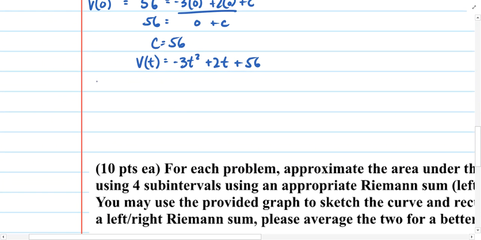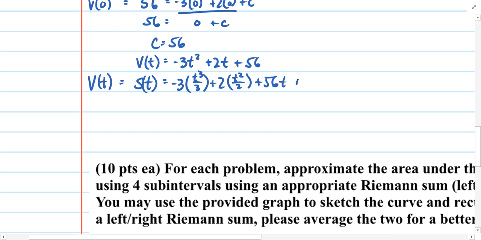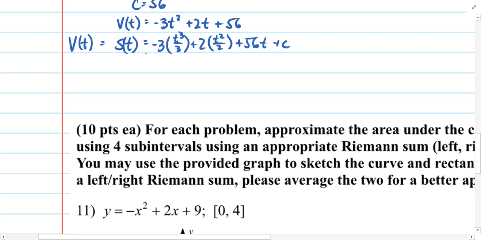But I am asking you to go a step further, so we will do that. Now, the antiderivative of velocity is position, which is what we're after here. And so the antiderivative of this one, of course, would be negative 3t cubed over 3 plus 2 times t squared over 2 plus 56t plus c. And when simplified, this position function might look like negative t cubed plus t squared plus 56t plus c.